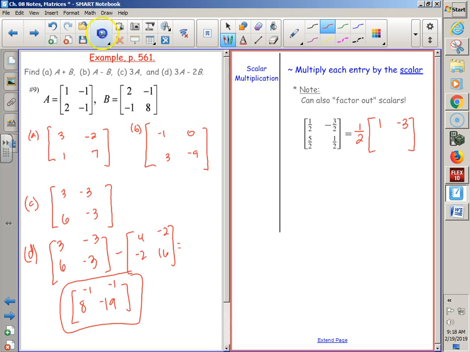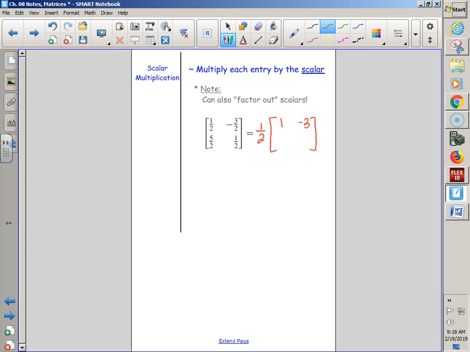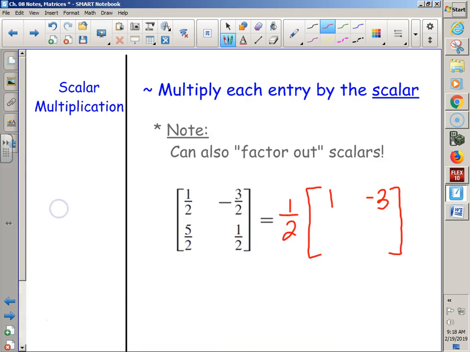Pause. Good job, Adam. Let me zoom in just a little bit. I think a few people are still writing. Let me get some other volunteers. 1, negative 3. What's the next entry going to be? And then, got it.